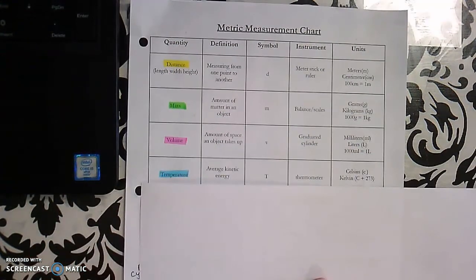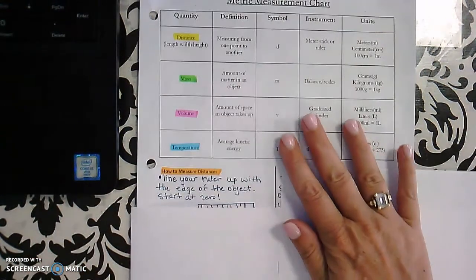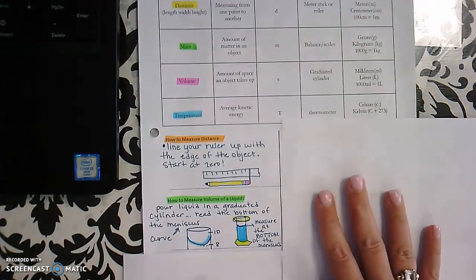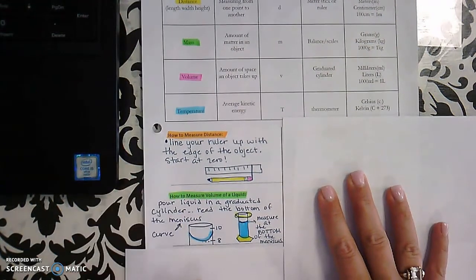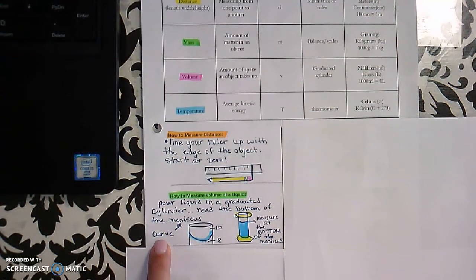So head on down to the bottom portion of your notes, and we're going to talk about how to measure volume using a graduated cylinder when we're measuring the volume of a liquid. It says, pour the liquid in a graduated cylinder, read the bottom of the, and this is a new word for you, meniscus. Read the bottom of the meniscus. The meniscus is the curve that the liquid makes in that cylinder. So you have this curve here, and you always read the bottom. So the volume of this would be 8 milliliters.